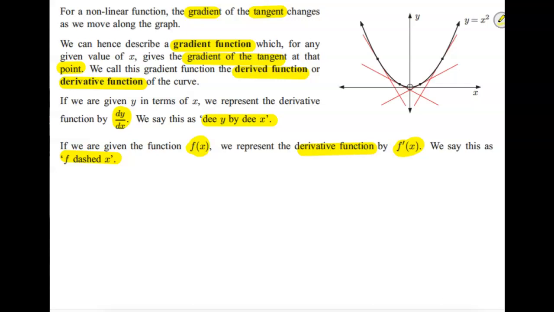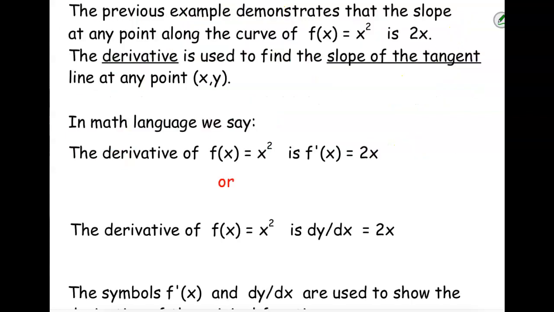Here's an image of a function, a quadratic, and then you have all of these tangent lines. Here's a tangent line, here's a tangent line, here's a tangent line, here's a tangent line. You're looking for the derivative function, or the slopes of those lines at those points. All right. So the previous example demonstrates that the slope at any one point can be found by 2x.